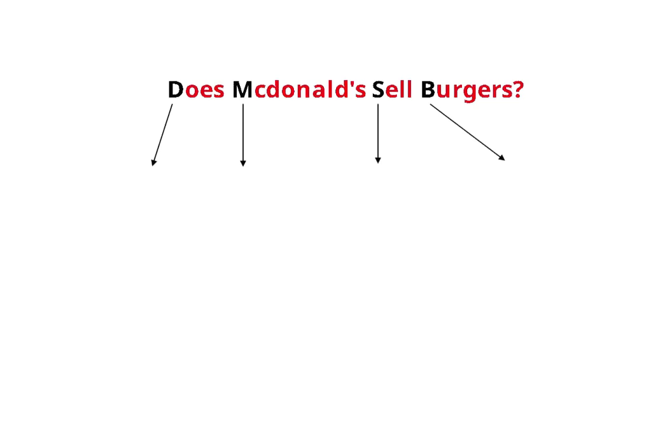Let me share a different way to remember the division steps. Think of your favorite fast food place like McDonald's. Here's the question: does McDonald's sell burgers? This stands for the four steps you follow when dividing numbers. Let's break it down with a fun memory aid. D stands for divide, M stands for multiply, S stands for subtract, finally B stands for bring down.